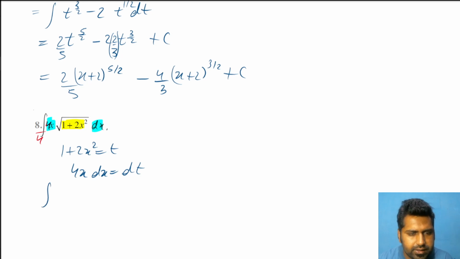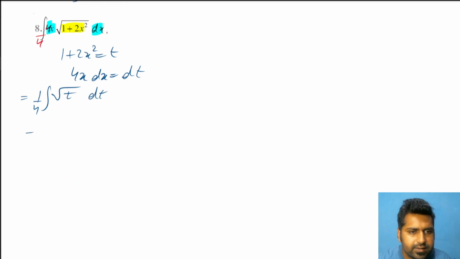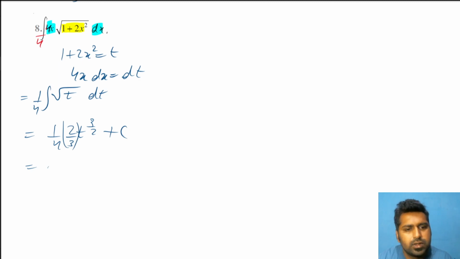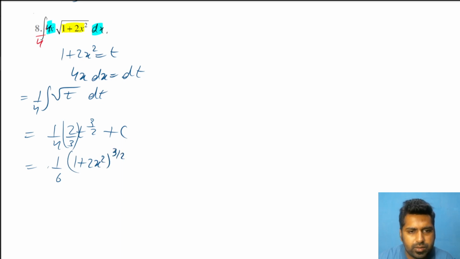So this becomes integration 1 by 4 dt. And square root, what is inside the square root? T only. And now we can integrate easily. 1 by 4, this becomes t raised to power 3 by 2, that is 1 by 2 plus 1, into 2 by 3, plus c. So 2 and 4 can cancel. This becomes 1 by 6. T is 1 plus 2x square, complete, raised to power 3 by 2 plus c.